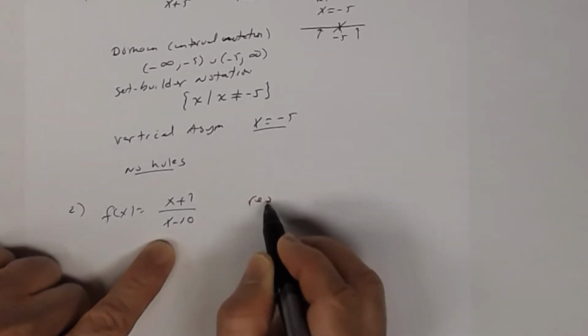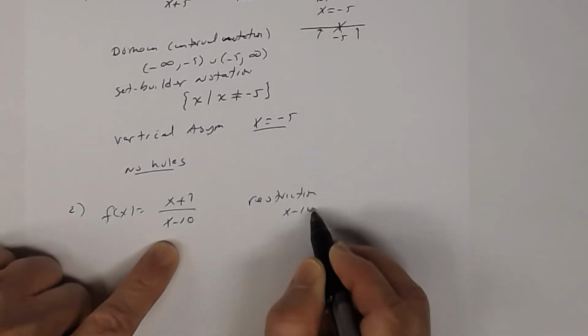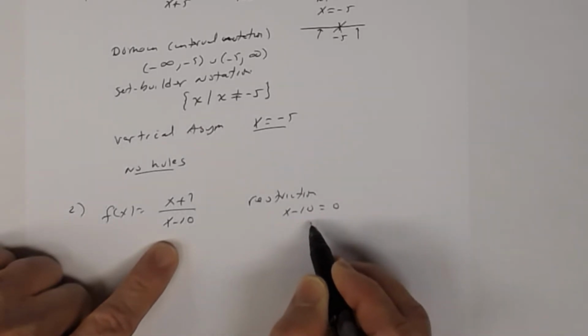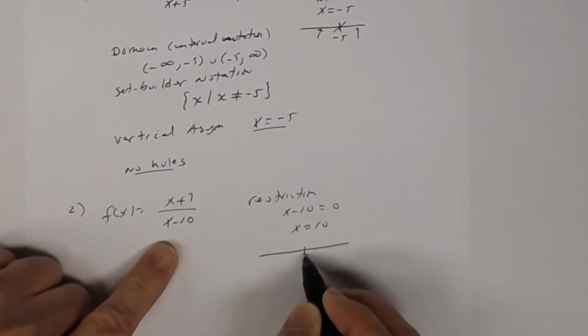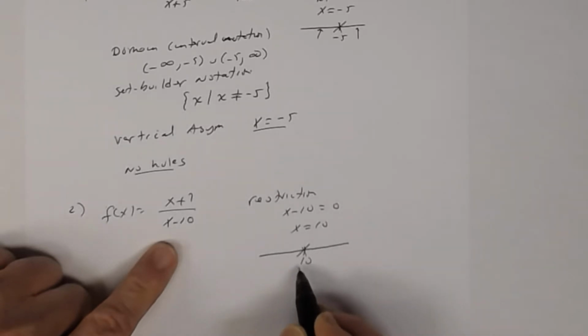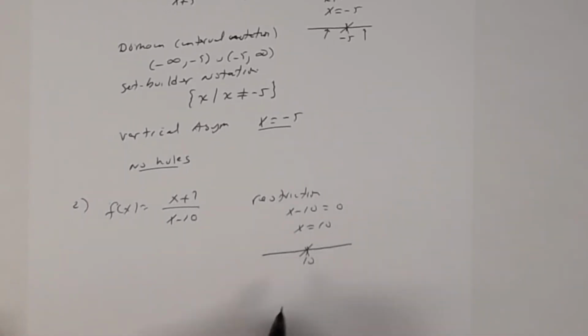So we're going to look at the restriction. So what is the restriction? I'm going to determine that by setting that equal to 0. And when I solve for x, I get x to be 10. So that's my restriction. If I put 10 on the number line and cross it out, meaning I cannot use it, then my domain would be every real number except 10, right?